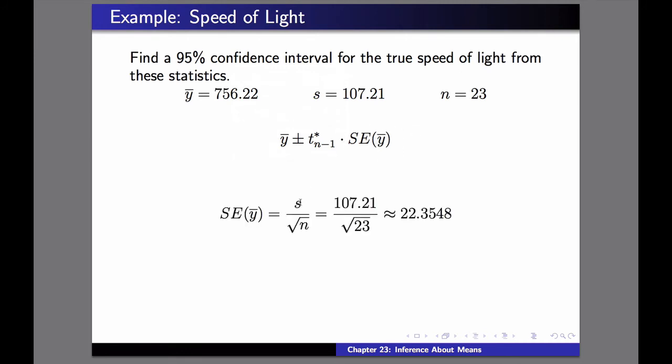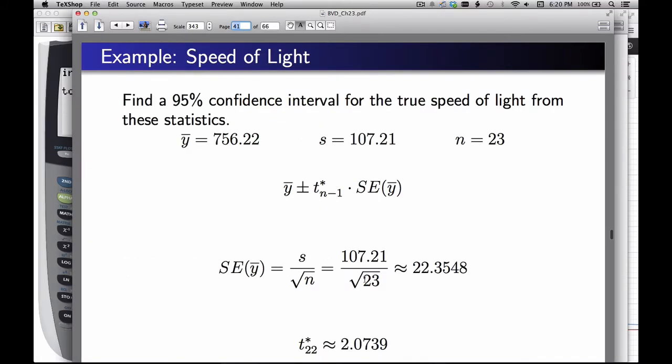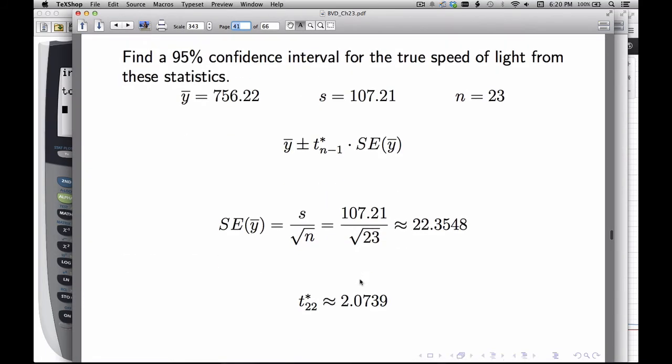The standard error is the sample standard deviation over the square root of n. I get this number right here. Okay, and this critical value t is given by that. So I'm going to do this again for you real quick. Let's take a look at how you would find that t value.